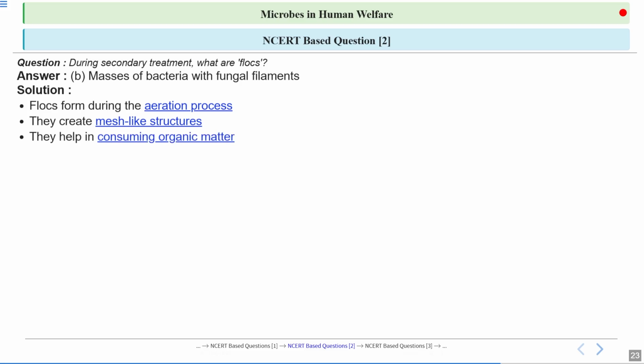Now they help in consuming organic matter. These flocks actively consume the organic matter present in the wastewater. These flocks are made up of microorganisms, and these microorganisms are decomposing the organic matter. So they are essentially removing the waste material from the sewage by decomposing it. They are the key to reducing BOD. These flocks significantly reduce the BOD of the wastewater, making it cleaner.